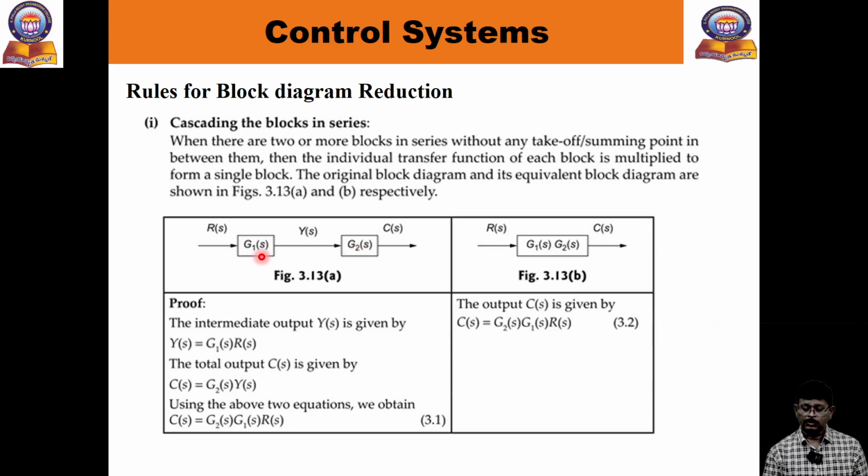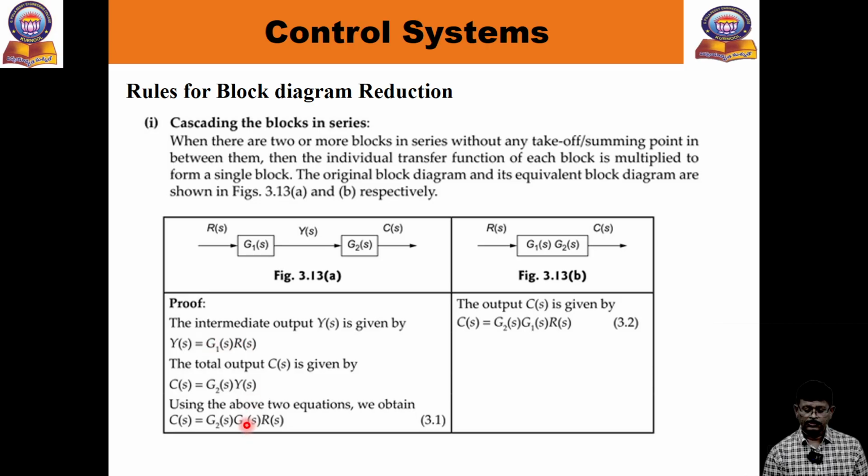So you have to combine these two blocks. What you get is multiplication, G1 of S and G2 of S. The proof is also here. Y of S, coming from the first block, equals G1 of S into R of S. What is C of S? Y of S into G2 of S. So C of S equals G2 of S into Y of S. What is Y of S? G1 of S times R of S.